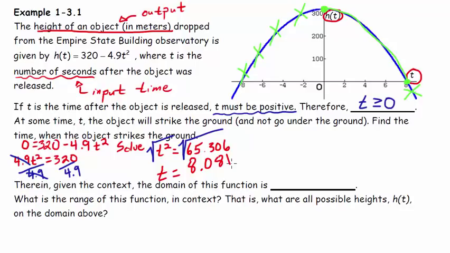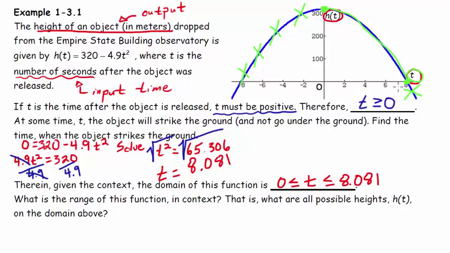Alright, so therefore we know that t must be greater than or equal to 0, but we've got to stop here at time 8.081. So the way we would write that is 0 is less than or equal to t, which is less than or equal to 8.081. Alright, so if we look back at our picture, we're going to start at the input variable, the domain. Here it goes from 0 to 8.081.